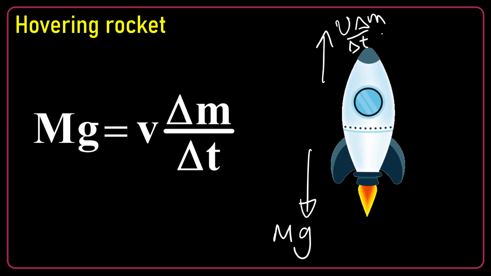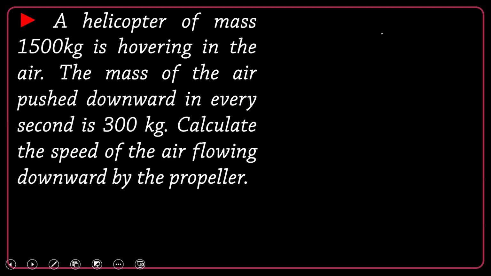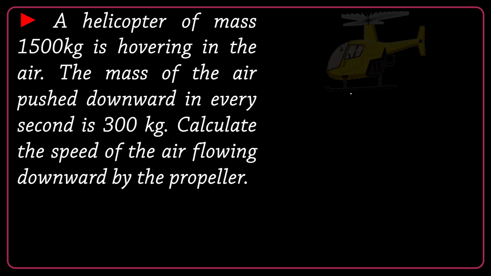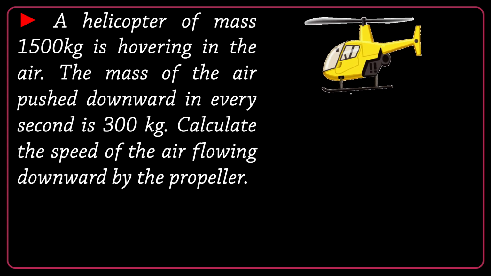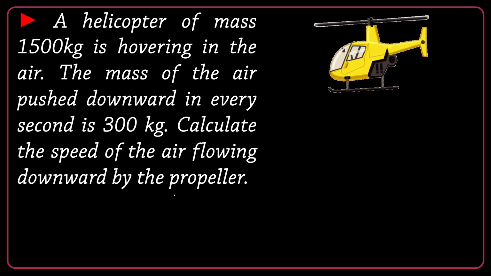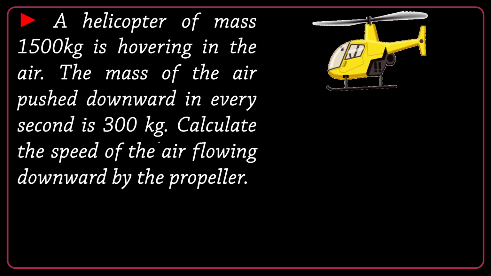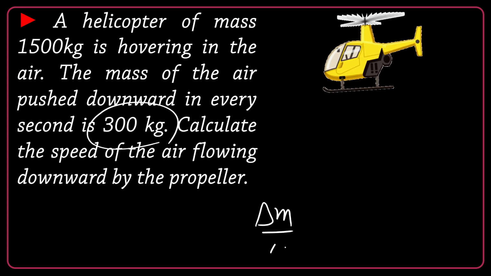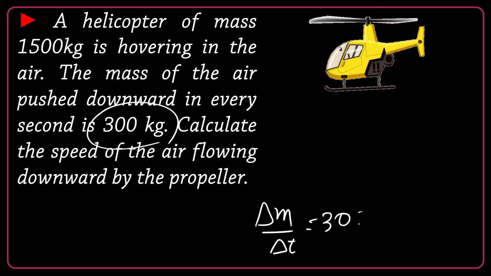Now let's have some problem solutions. A helicopter of mass 1500 kg is hovering in the air. The mass of the air pushed downward in every second is 300 kg. So the mass of the helicopter is 1500. Let's say g is 10. And delta m over delta t seems to be 300. Why?